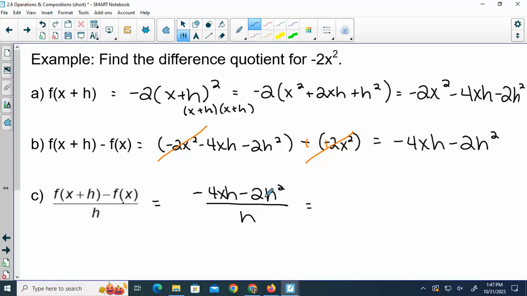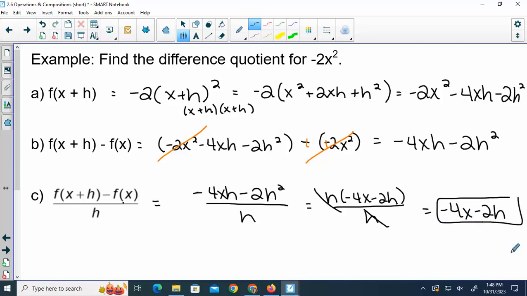What do both terms on top have? If I took out an h, then what could I do with the h on the denominator? We can cancel those. So we get negative 4x minus 2h.